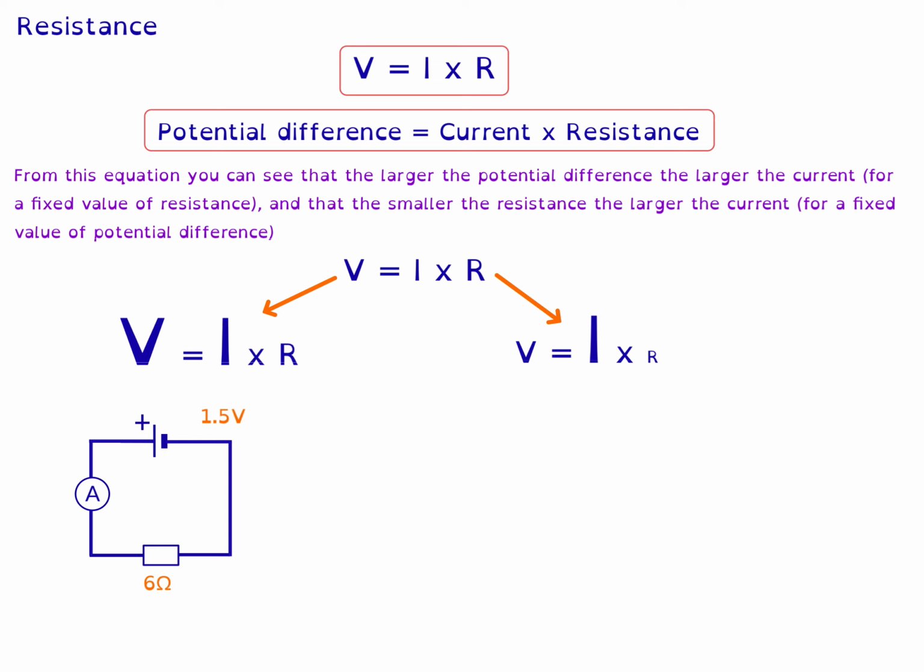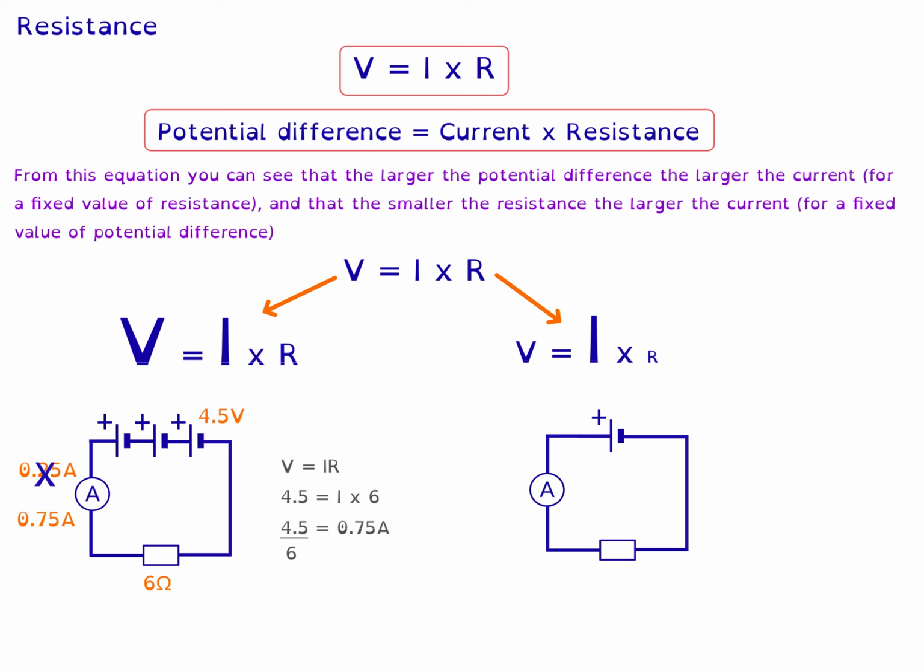If we substitute that into our equation, we get 1.5 equals I multiplied by 6. Rearranged to get I on its own is 1.5 divided by 6, and that gives us 0.25 amps. Now if we keep the resistance the same at 6 ohms, but change the potential difference coming from the cells and increase it to 4.5 volts, we now have 4.5 equals I times 6. Rearrange that to get I, so it's 4.5 divided by 6, and that gives us a current of 0.75 amps. So as you can see, if you increase the potential difference, you increase the current.